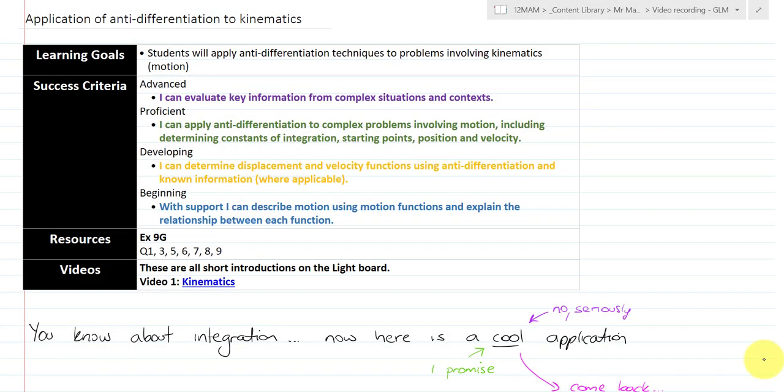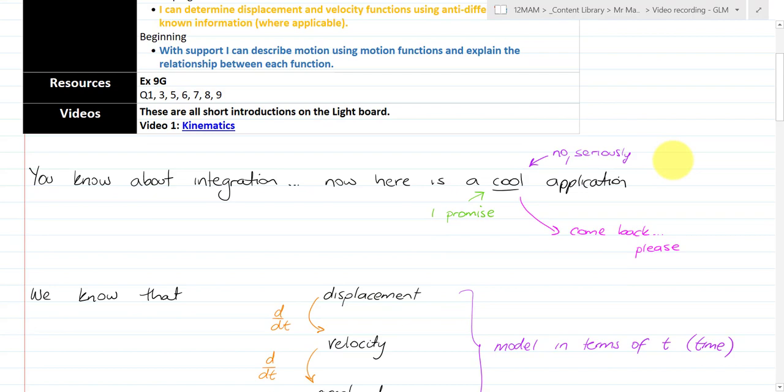Hi and welcome to my video on an application to antidifferentiation, which is kinematics. And let's be honest, we're going to start calling it integration. Now this comes from the Mathematical Methods course. It is Unit 3, Topic 3, and it follows on from an introduction to antidifferentiation. So there's some learning goals, success criteria, have a read of that, my expectations, and now let's move on.